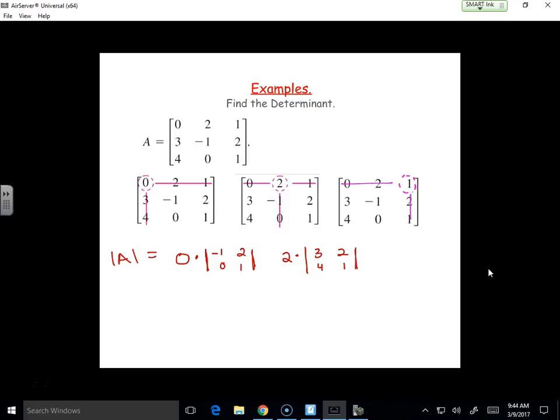See if you can follow the pattern. 0 times the determinant of who's left. 2 times the determinant of who's left. So you guys tell me, what's the last one? 1. Negative 1 for 0. Got it.